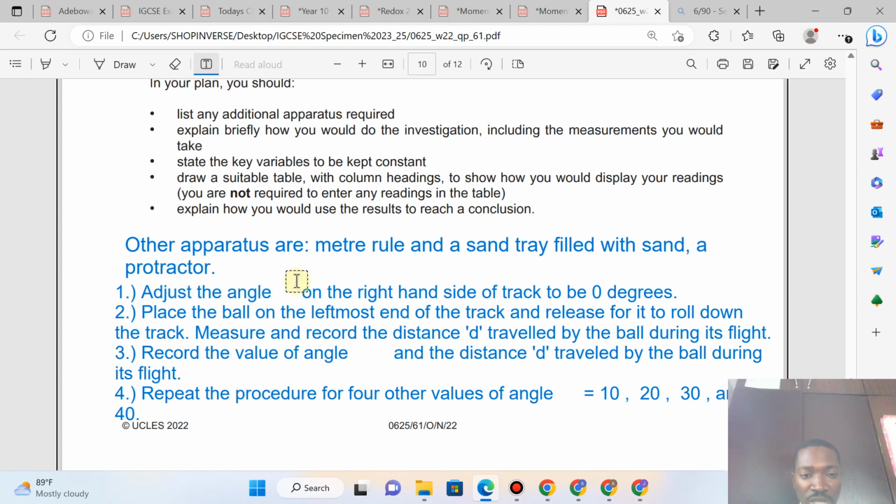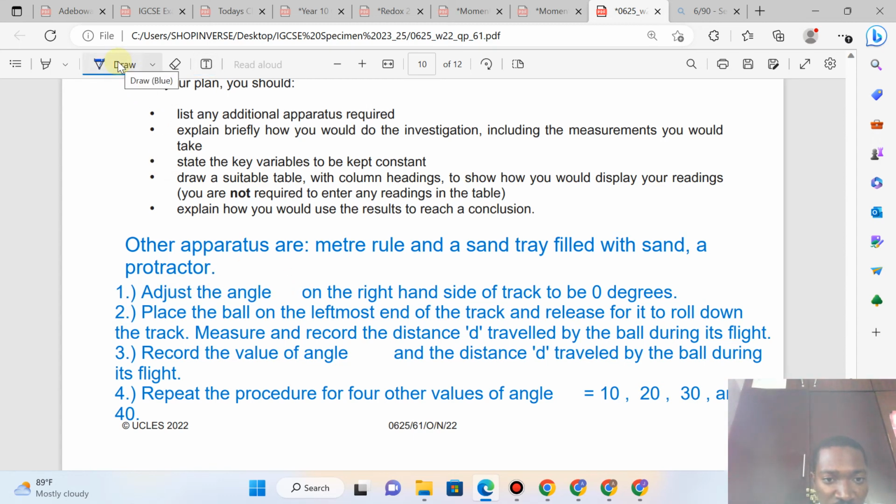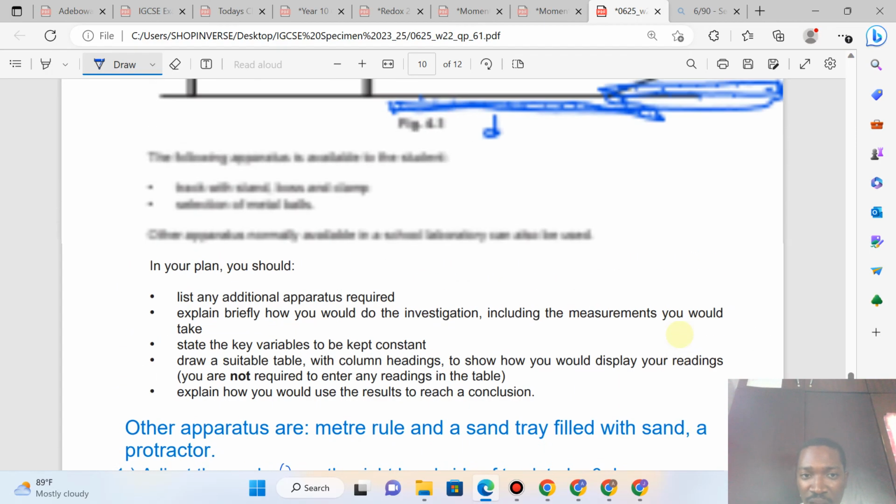Step one, you adjust the angle theta. So let me put theta here. You adjust the angle theta on the right hand side of the track to be 0 degrees. So you are starting with angle 0 degrees. After that, you place the ball on the leftmost end of the track and release it for it to roll down the track. Then you measure and record the distance d traveled by the ball during its flight.